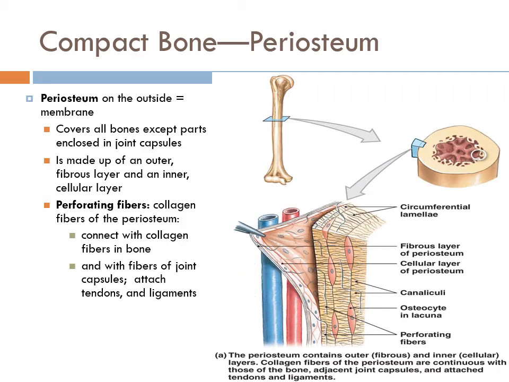There are also perforating fibers, which are being pointed out from here, and the perforating fibers are coming from the periosteum, and they're reaching into the bone here to really anchor that periosteum into the bone. They also fuse the periosteum with the joint capsule and also help to attach tendons and ligaments into the bone so that there are very, very tight attachments between those tendons and the ligaments and the joint capsule and the bone.